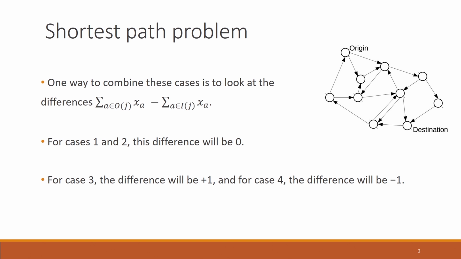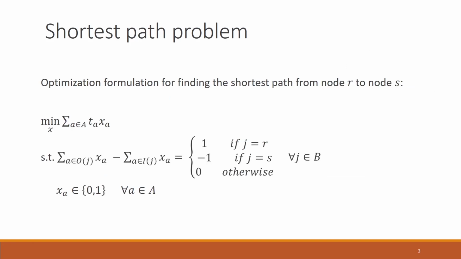Similarly, for case 4, this difference will be equal to minus 1, because for a destination node there will be no outgoing link, however there will be exactly one incoming link for which XA will be equal to 1. Therefore we can put together the optimization formulation for the shortest path problem as follows. We have the minimization of the summation of TA XA, where the summation is going over all of the links in this set capital A, and then we have these two sets of constraints. The objective function minimizes the total travel time for a path from node R to node S.